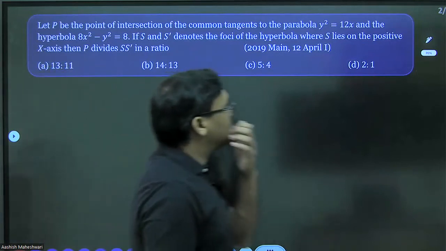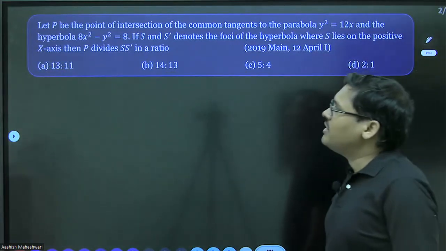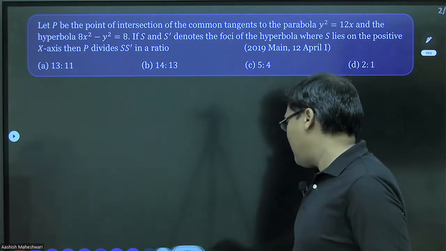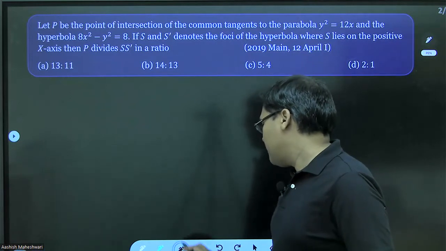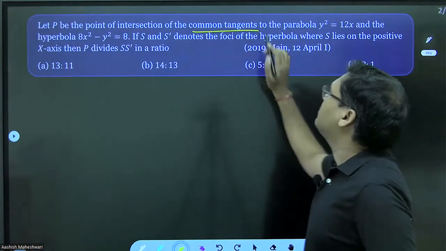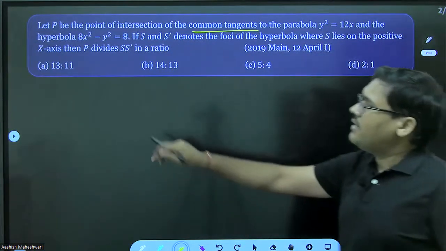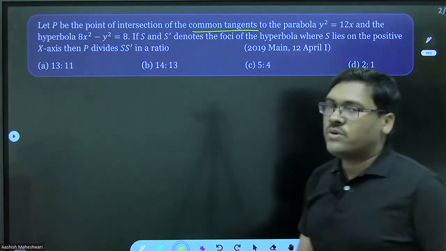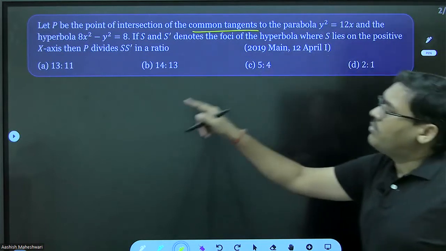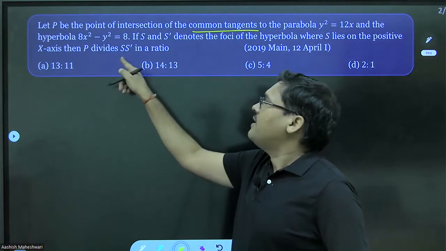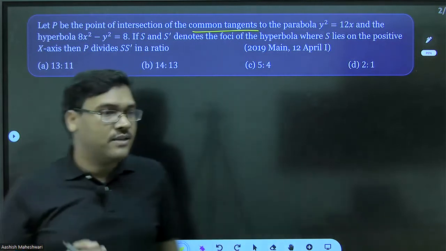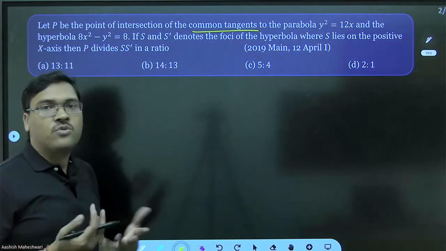The first question appeared in JEE Mains 2019. The question is: let P be the point of intersection of common tangents to the parabola y square equal to 12x and the hyperbola 8x square minus y square equal to 8. S and S dash denote the foci of the hyperbola. S lies on the positive x-axis, and then P divides S dash in a ratio. So this is the question. You have to find in what ratio P divides S dash.